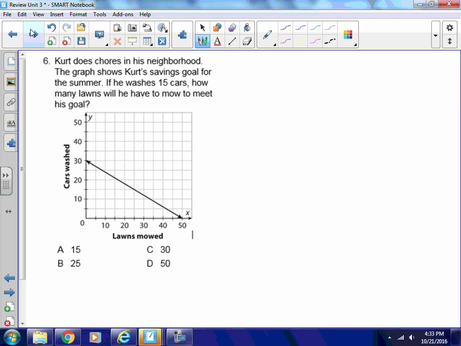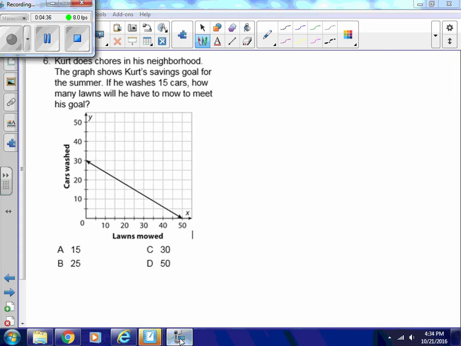Number 6, Kurt does chores in his neighborhood. The graph shows Kurt's savings goal for the summer. If he washes 15 cars, how many lawns will he have to mow to meet his goal? This is just a matter of reading our number from the graph. Cars washed when we're at 15. What do we hit for meeting our goal exactly?